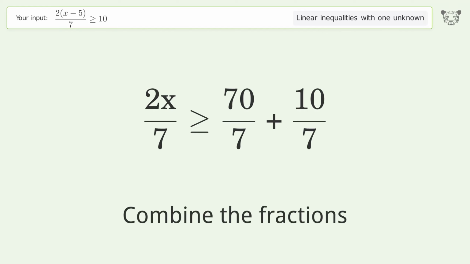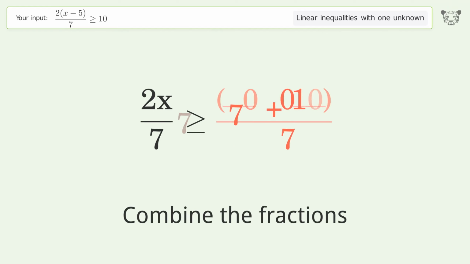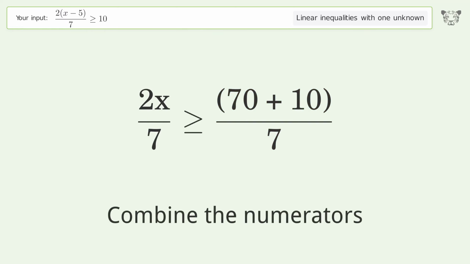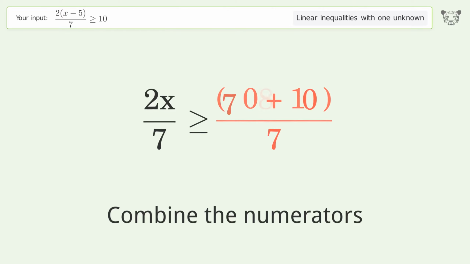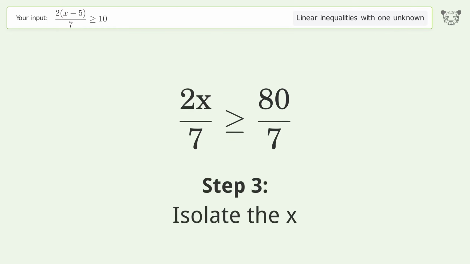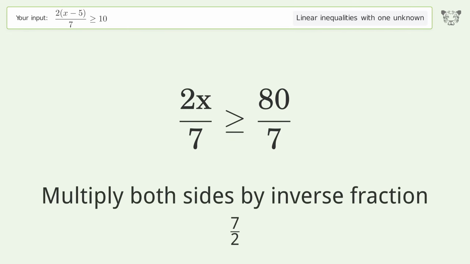Combine the fractions. Combine the numerators. Isolate the x. Multiply both sides by inverse fraction 7/2.